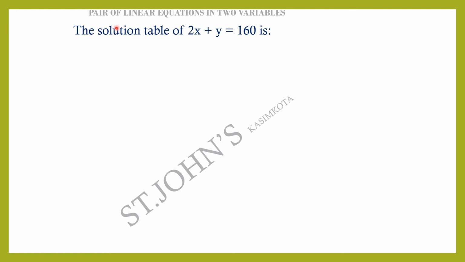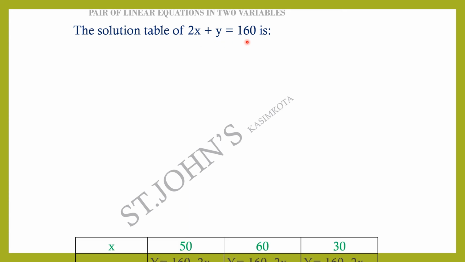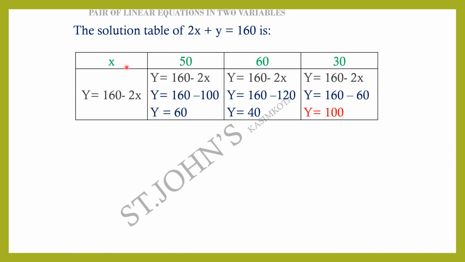The solution table of 2x plus y equals 160. The x value first is 50. So what is the value of y? y equals 160 minus 2x, so 160 minus 2 into 50, which is 100. So 160 minus 100 is 60. If x equals 50, then y is 60.